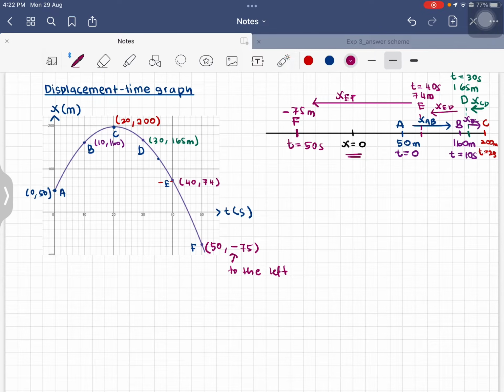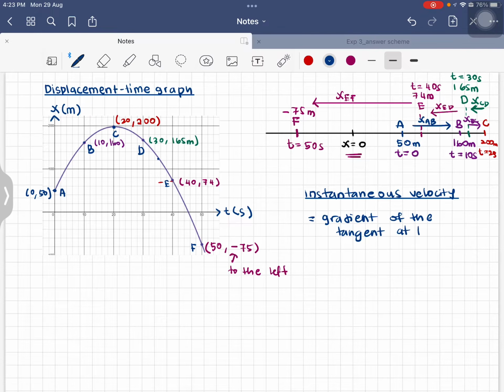Alright. Now we want to find instantaneous velocity. So you can get instantaneous velocity by finding the gradient of the tangent at that point. We want to find the gradient instantaneous. Remember, the instantaneous velocity is the velocity at that point or at that time.